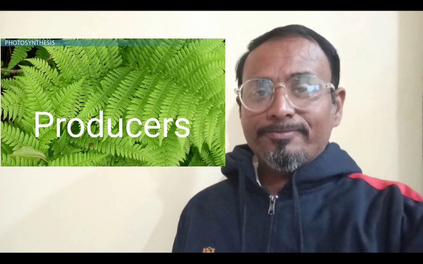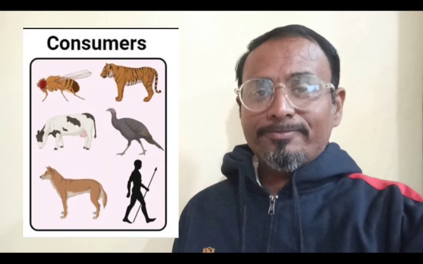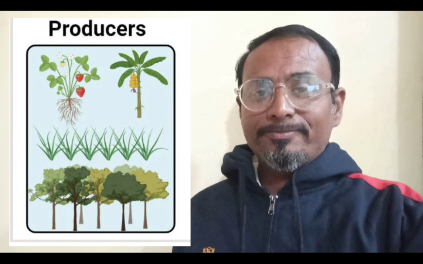Green plants are called producers. The organisms which do not produce food by themselves are the consumers. Thus, all animals are consumers and nearly all plants are producers.